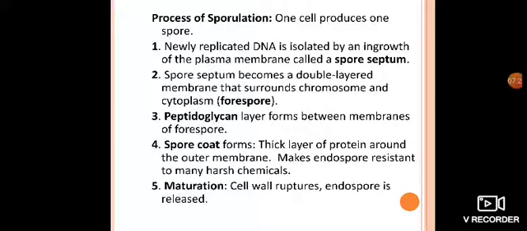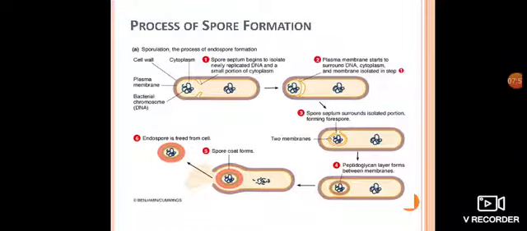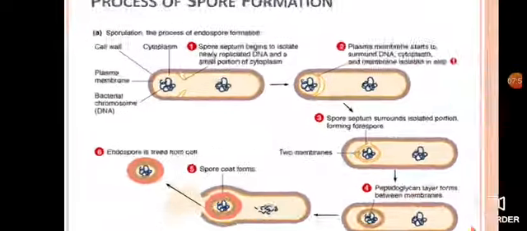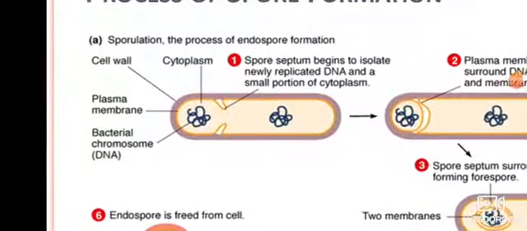Okay, now how are those spores formed? Very important process. In this process we can easily identify how those spores are formed. In the first step, the newly replicated DNA is isolated by the growth of plasma membrane called a spore septum. Okay, don't worry about that discussion. First we have to see the diagram, and in this diagram we can easily understand all those five to six different steps. Okay, so let us concentrate on that point.